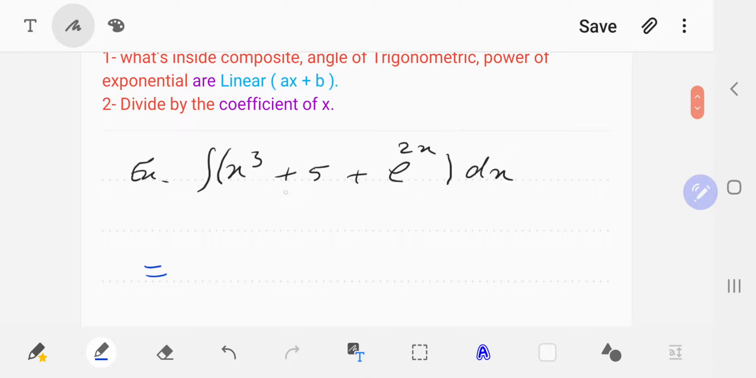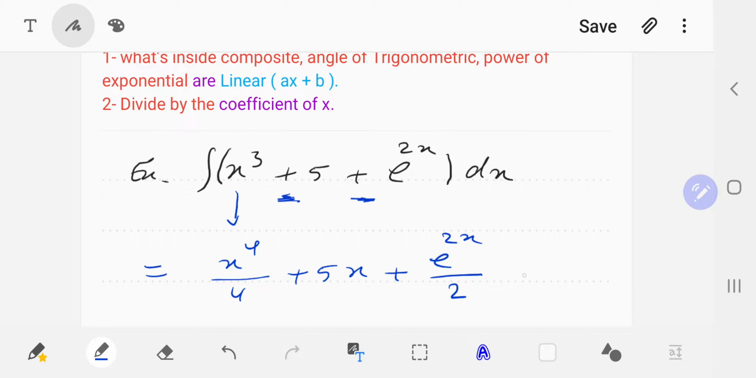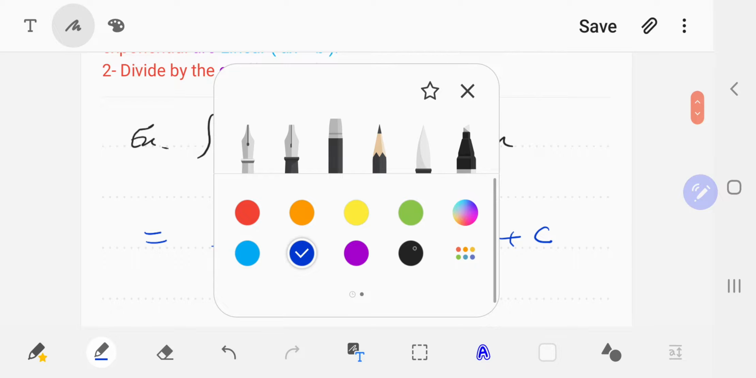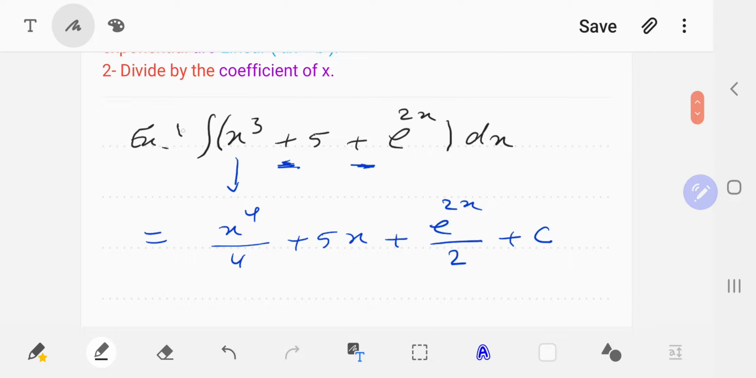Now, it's addition between functions, so I can integrate immediately since integration can be distributed. So this will give you immediately x cubed will be x to the power of 4 over 4. 5 will be 5x. e to the power of 2x will be the same, divided by the coefficient of x, and all of that plus c for sure. Well, this was the first example. Let's have another example.